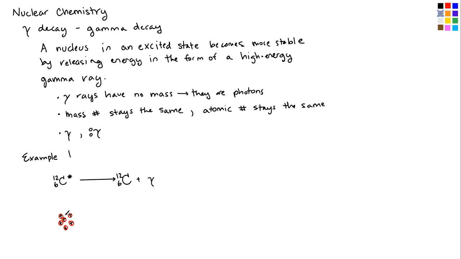So we need to have 6 neutrons as well, so that we have a total of 12 nuclear particles, neutrons and protons. 1, 2, 3, 4, 5, 6. Okay, so here's our nucleus, and I'm going to try to show that it's in an excited state by showing it with these sort of motion lines around.